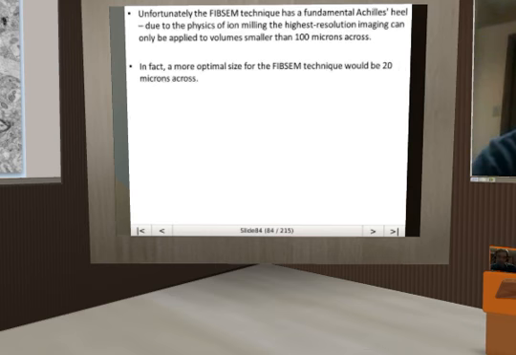Unfortunately, this FIB-SEM technique has a fundamental Achilles heel. Due to the physics of ion milling, the highest resolution imaging can only be applied to volumes smaller than 100 microns across. In fact, a more optimal size for the FIB-SEM technique would be 20 microns across. You can imagine why this would be the case, because you've got this ion beam that is being focused only over a short distance. And if you want to take off just 10 nanometers, just 5 nanometers off the surface of a very large block, it becomes impossible. Small block, it's all right.